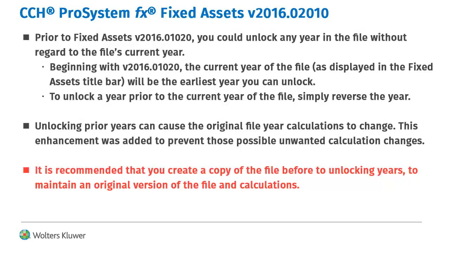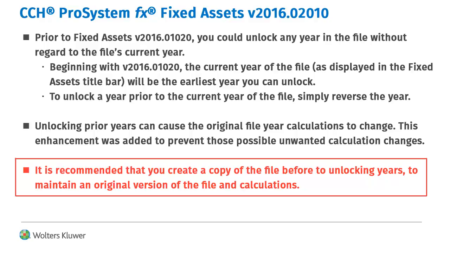Beginning with Fixed Assets version 2016.01020, the current year of the file will be the earliest year that you can unlock. To unlock a prior year, simply reverse the year. We recommend that you create a copy of the file prior to unlocking years, to maintain the original version of the file, and its calculations.